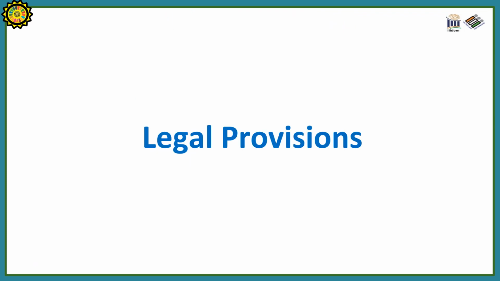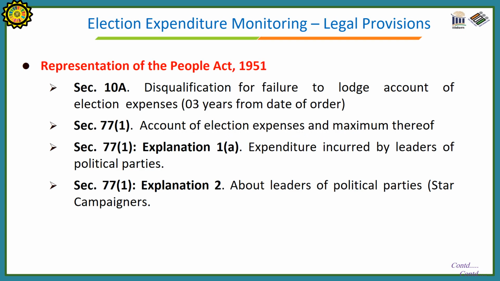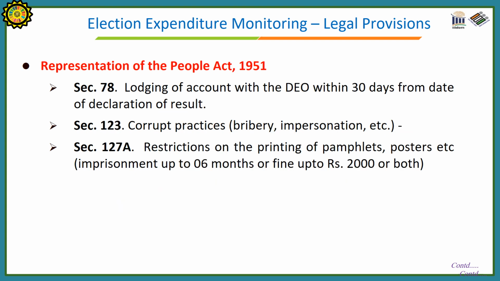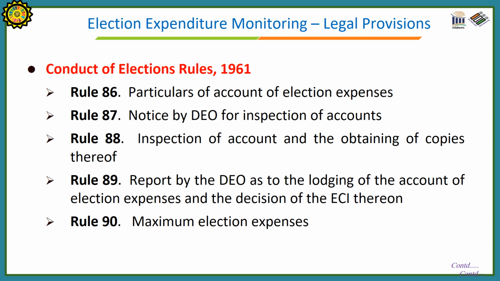Legal provisions related to election expenditure monitoring. Under the RP Act 1951, the different sections related to election expenditure monitoring are Section 10A, Section 77(1), Section 77(1) Explanation 1A and Explanation 2, Section 78, Section 123 and Section 127A. Similarly, for the Conduct of Election Rules 1961, the rules related to election expenditure monitoring are Rule 86, Rule 87, Rule 88, Rule 89 and Rule 90.